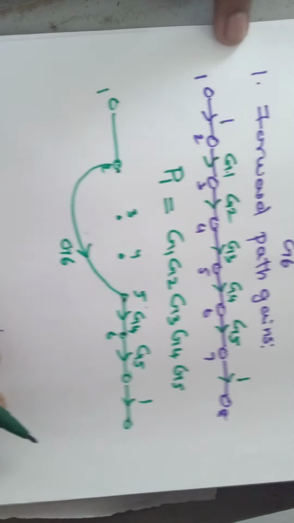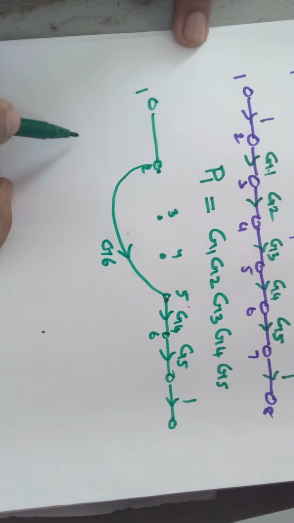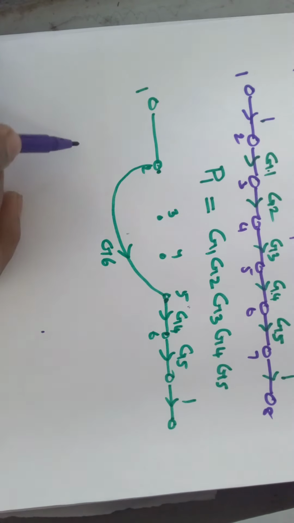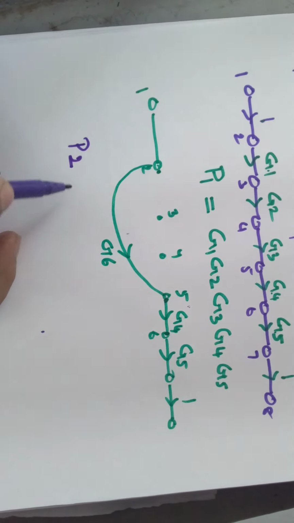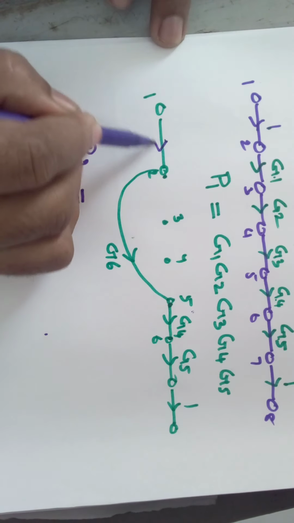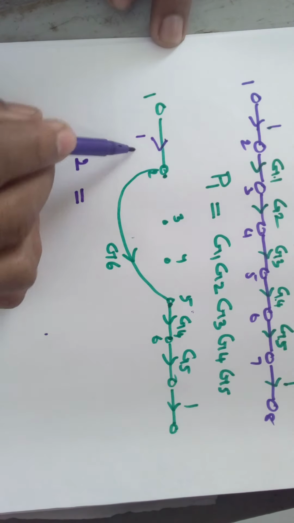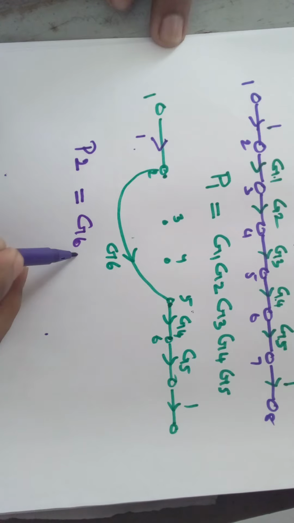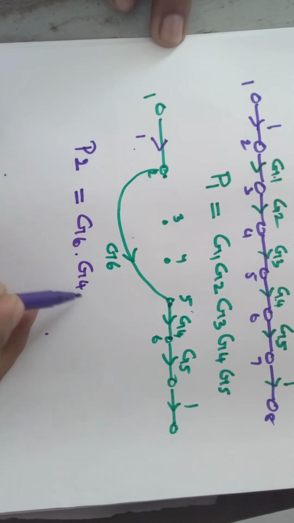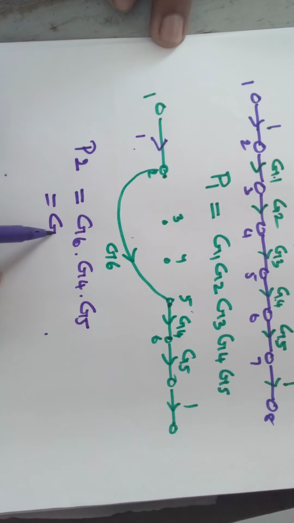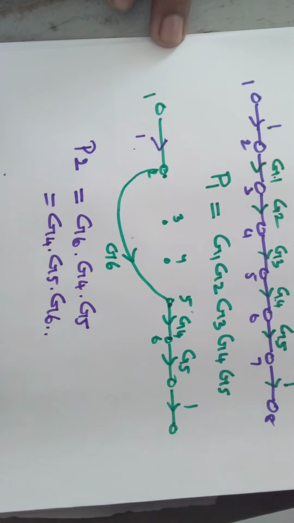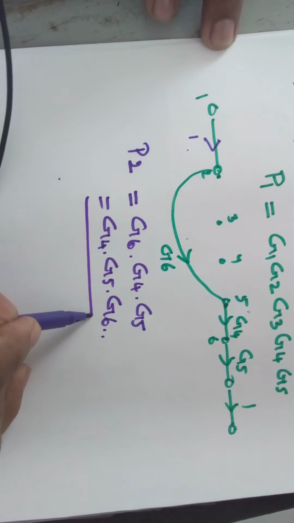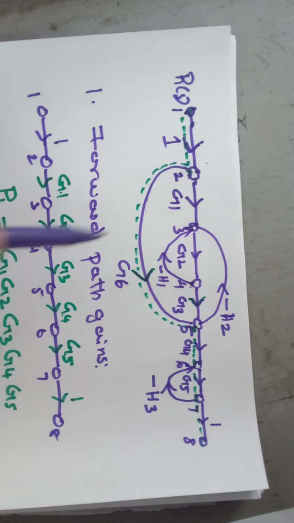This is another forward path. So we can write the forward path gain P2 is equal to, here this gain is 1, so 1 into G6 into G4 into G5, which is equal to G4, G5, G6. This is the forward path gain 2. Is there any other forward path in this diagram?